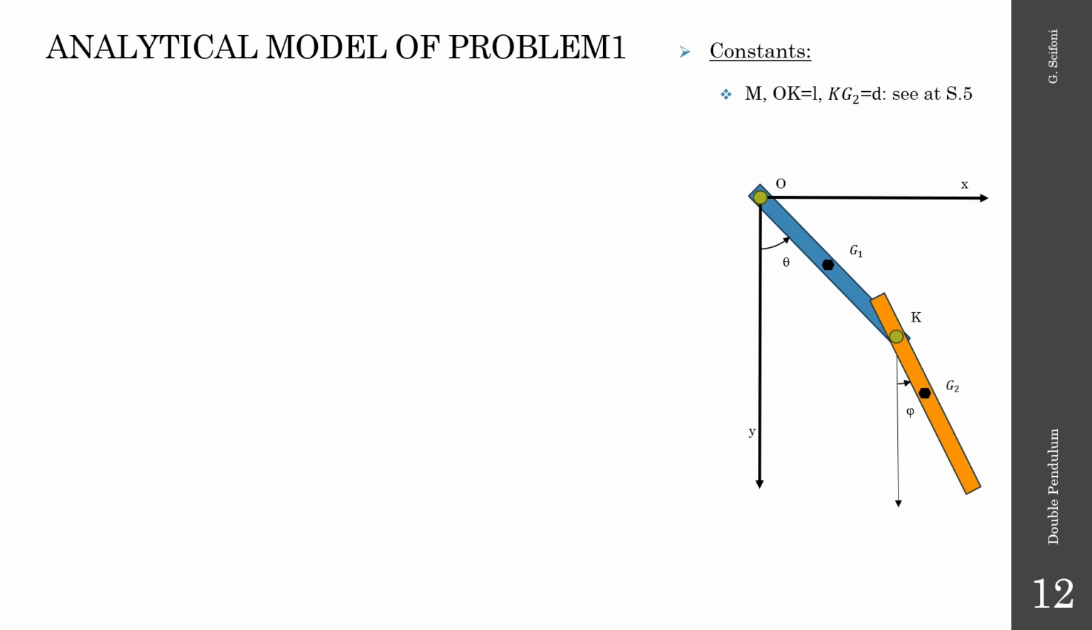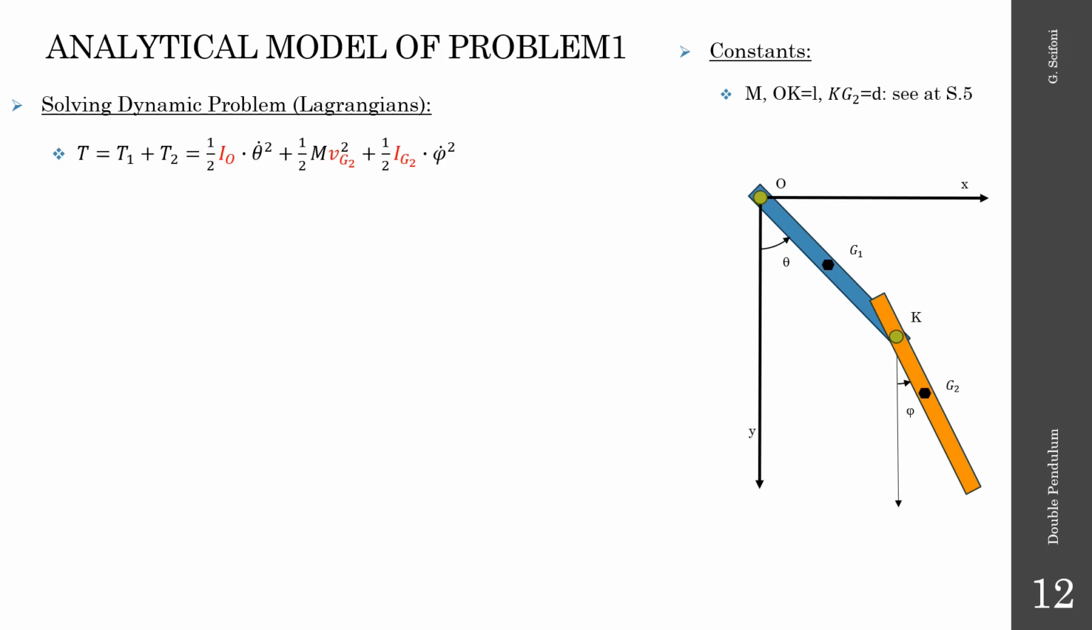Once the static problem is solved, we can treat the dynamic one. The kinetic energy T is the sum of kinetic energy of the single bodies, also T1 and T2. The first body is just rotating around the pivot O. Therefore, its kinetic energy is only rotational. Its expression we can find here, where capital I0 is the moment of inertia of the bar with respect to the pivot capital O.